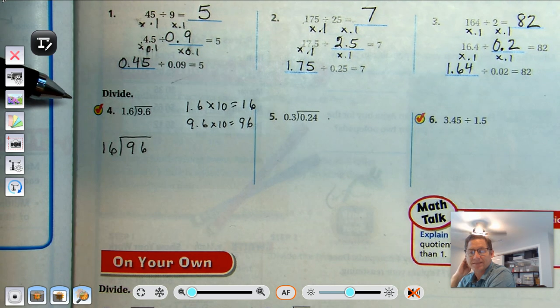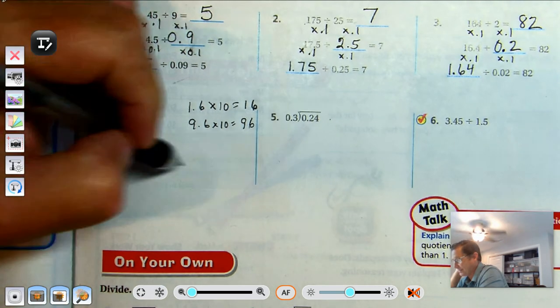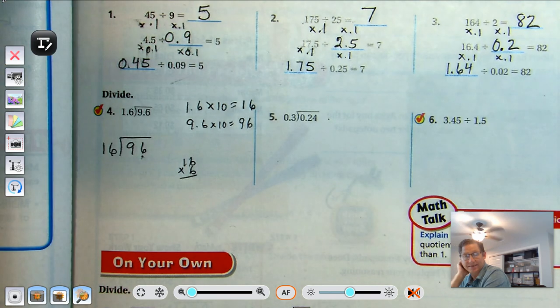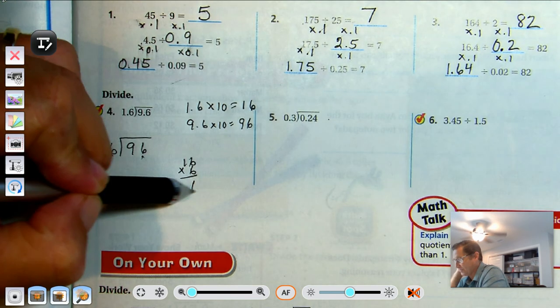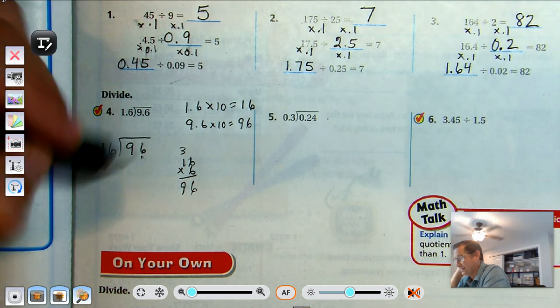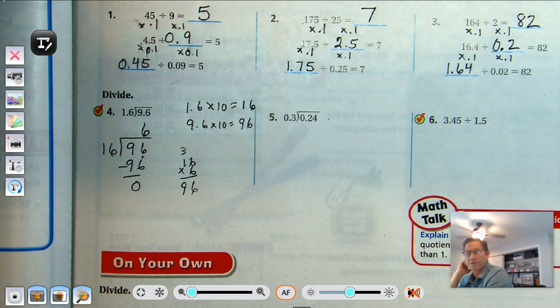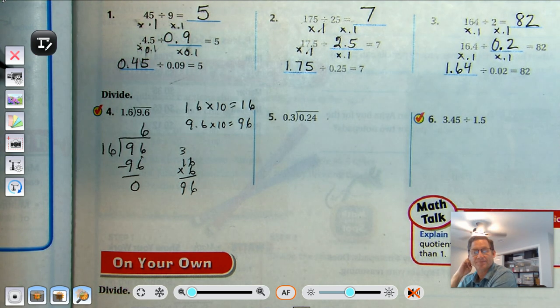Well, I know 6 times 6 is 36. So it's quite possible that 16 times 6 is 96. 6 times 6 is 36. 6 times 1 is 6, plus 3 more is 9. So subtract, we get 0. So our quotient is 6.